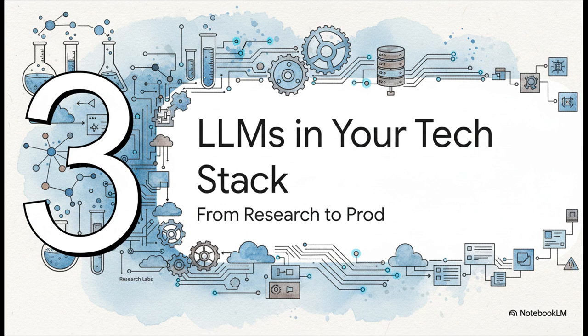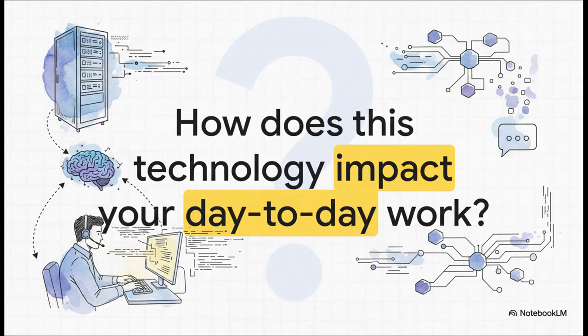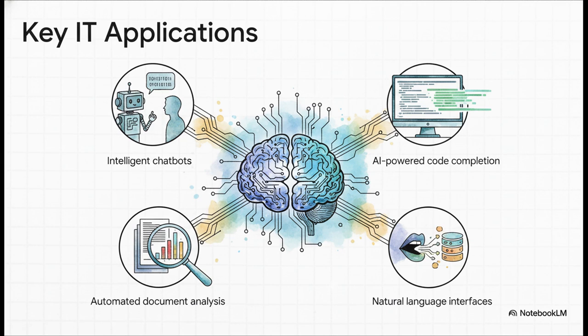So that brings us to the practical side of things, right? The real question is, what does all this mean for you? If you're an IT professional, building and maintaining systems, how does this revolution actually show up in your day-to-day work? Oh, the applications are already everywhere. You see them in the intelligent chatbots that handle customer service. They're in the AI assistants inside your code editor, finishing your sentences for you. They're in the tools that can take a 100-page report and spit out a summary in seconds. And they're even in natural language interfaces that let you literally talk to complex databases and systems.